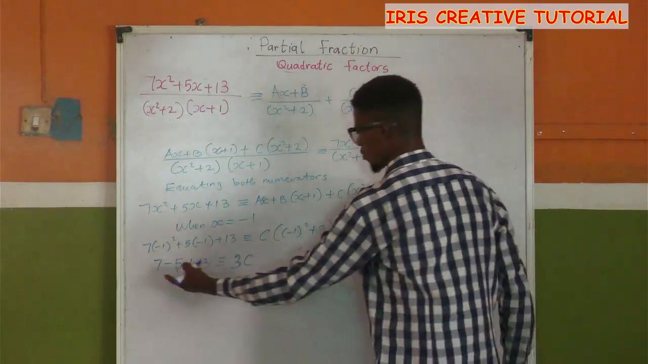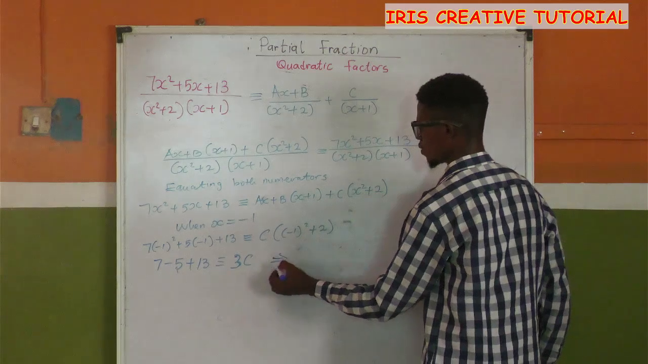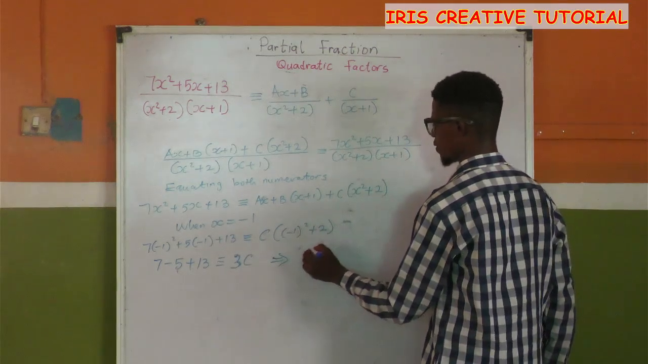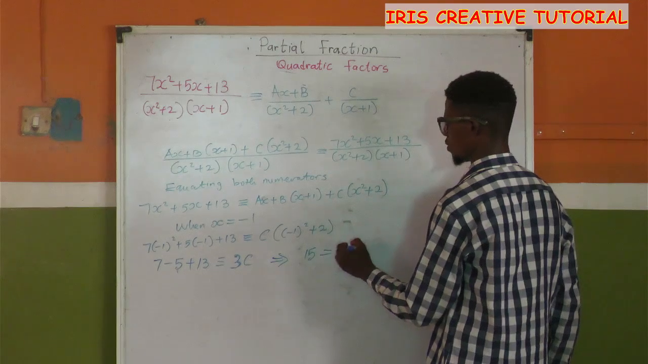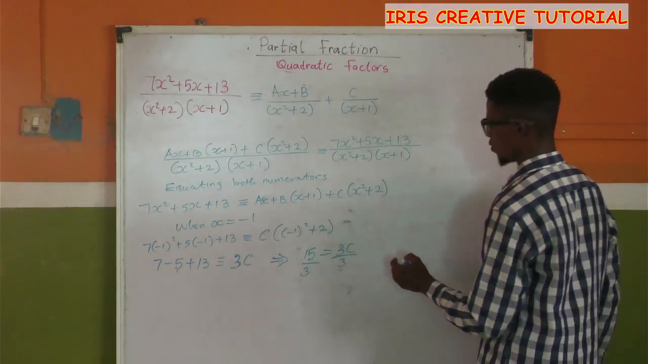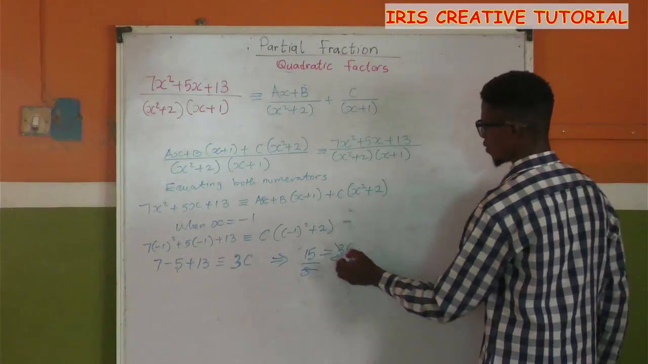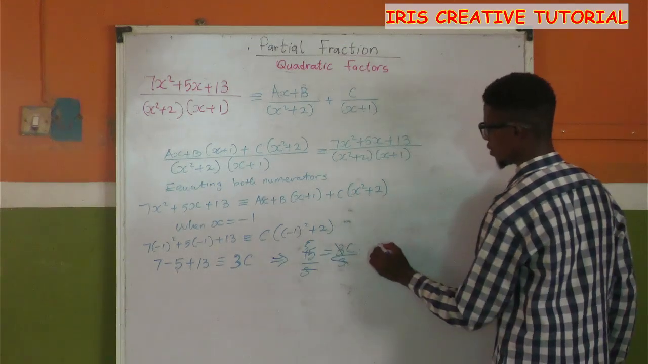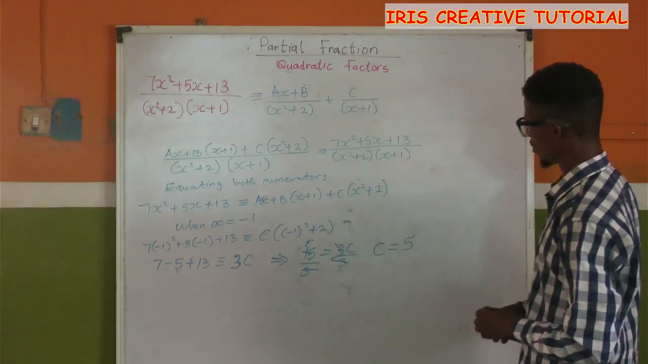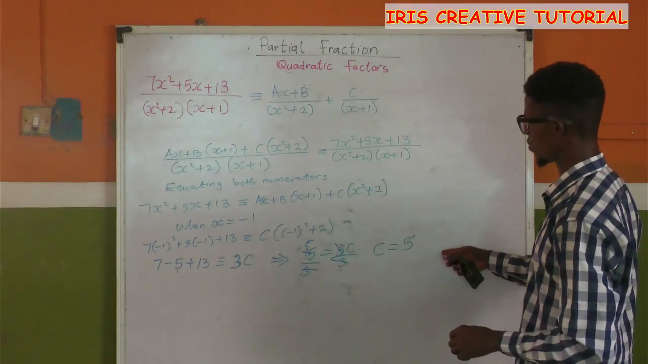3c. So when you take this, 7 minus 5 is 2, 2 plus 3 is 15. So you have 15 equals 3c. So you divide both sides by 3. You have, so your c equals 5. So we have gotten one side of this particular expression.